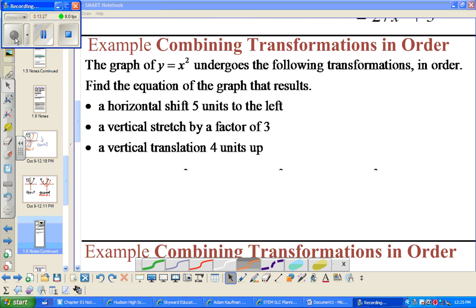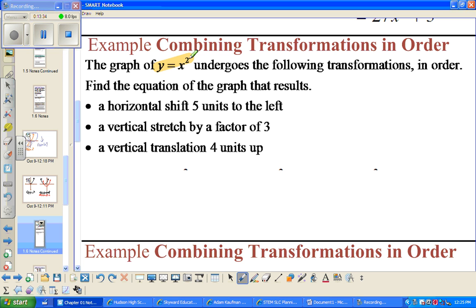In this next example, we're going to take that basic function, y equals x squared again, and do multiple things to it. First, I want you to take the x squared and create a horizontal shift 5 units to the left. Remember, when doing so, the horizontal shift requires you to do something to each individual x value. Going to the left means you're going to need to add 5.